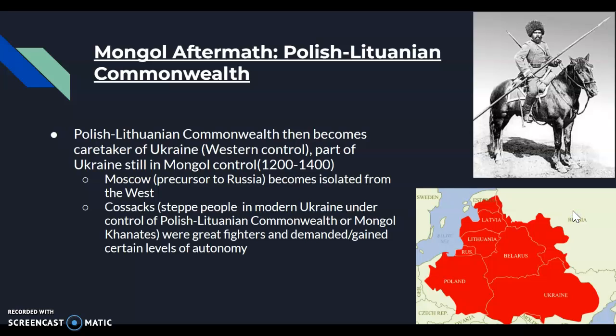After that, the Mongol Empire is driven out by the Polish-Lithuanian Commonwealth in Eastern Europe. And the Polish-Lithuanian Commonwealth, as we can see on this map down low here, does incorporate many parts of modern Ukraine into their territory. However, some parts of Ukraine are still under Mongol control, as the Mongols weren't driven completely out.